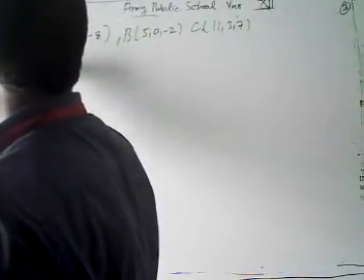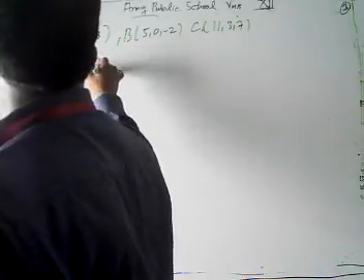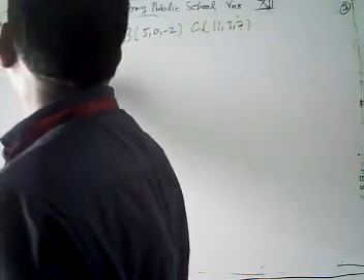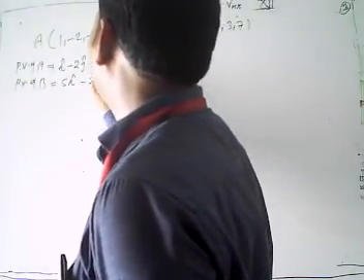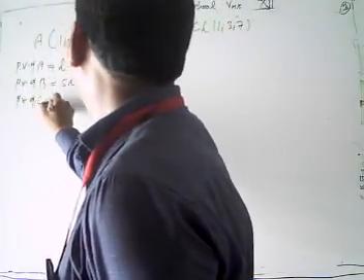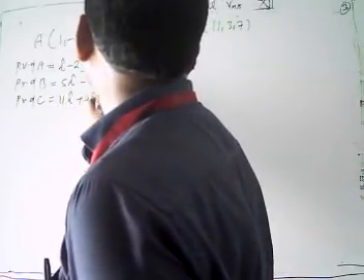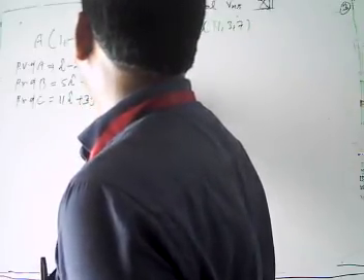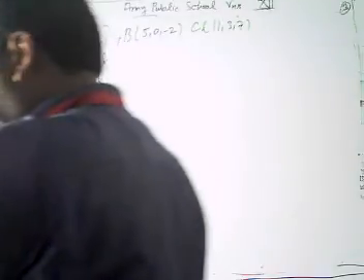Now, the position vector of A is i cap minus 2j cap minus 8k cap. The position vector of B is 5i cap plus 0j cap minus 2k cap. The position vector of C is 11i cap plus 3j cap plus 7k cap. Now we have the position vectors of A, B, and C, and we have to show that these 3 points are collinear.